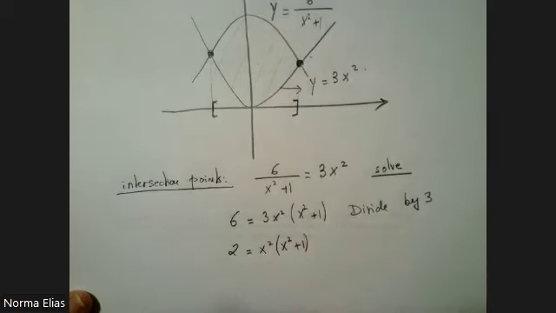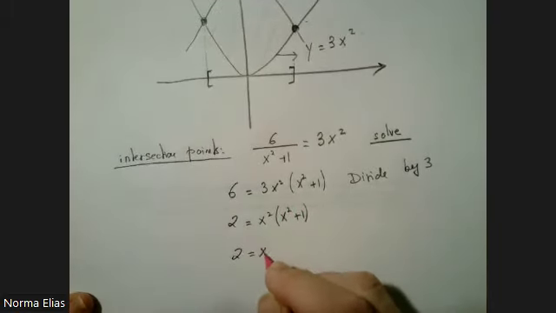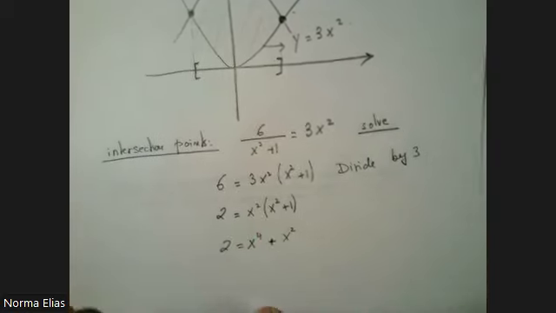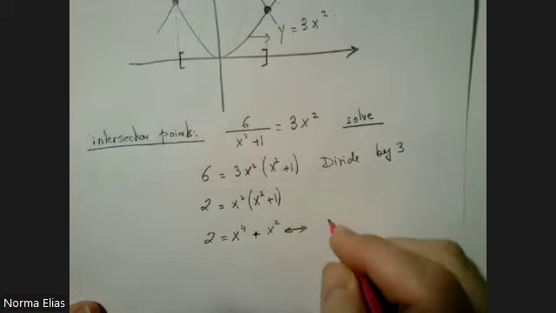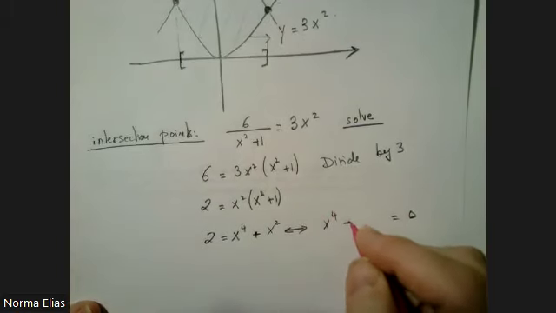And remember, we have to solve this equation. It means 2 equals x to the fourth plus x squared. And as you guys know, solving is factoring. So I cannot solve it this way. I have to set this equal to 0.